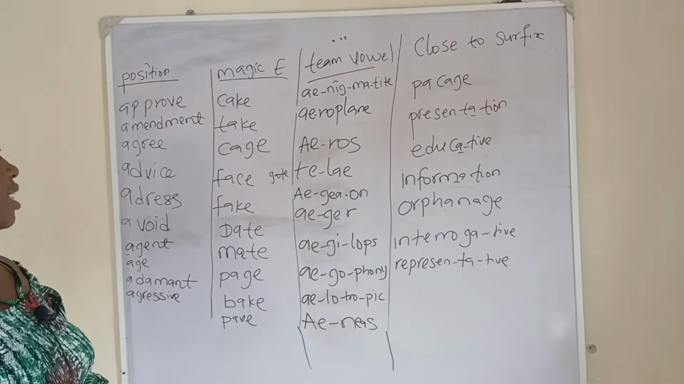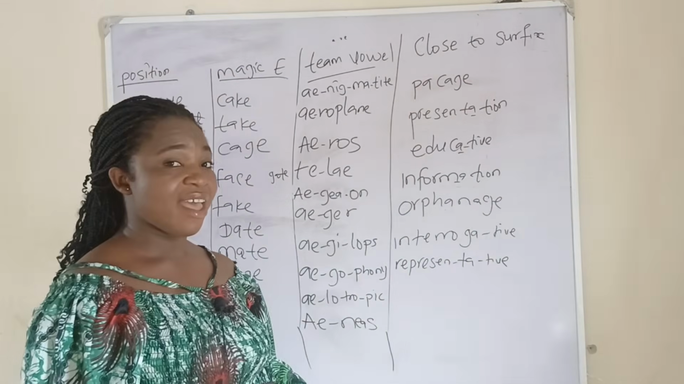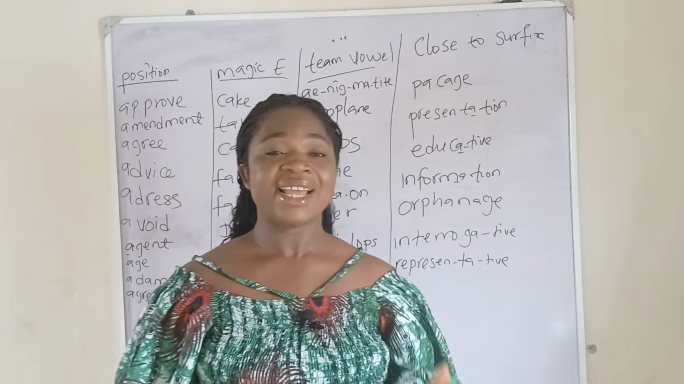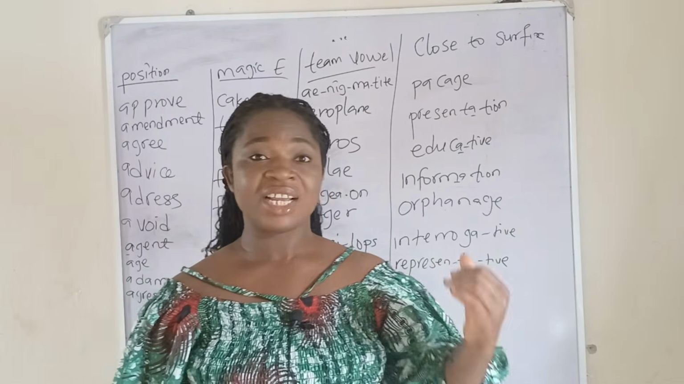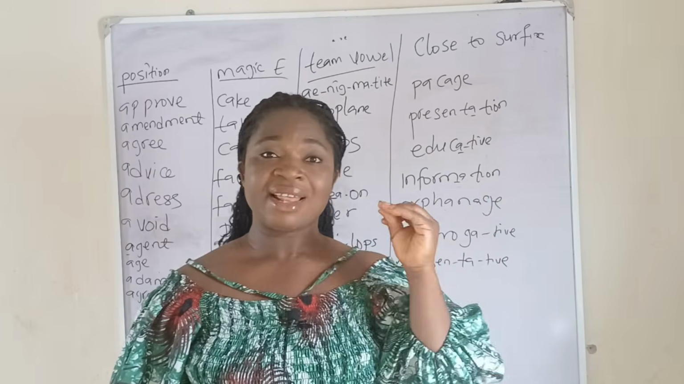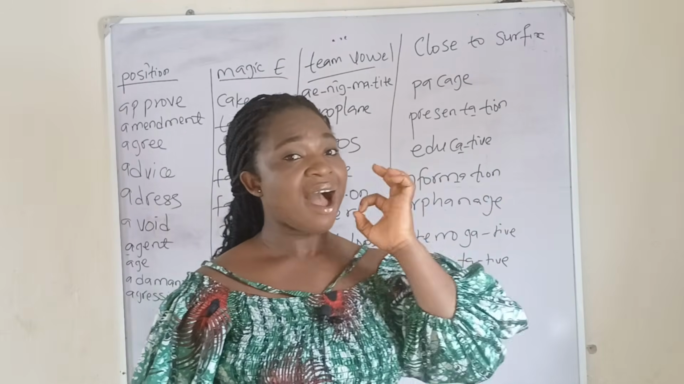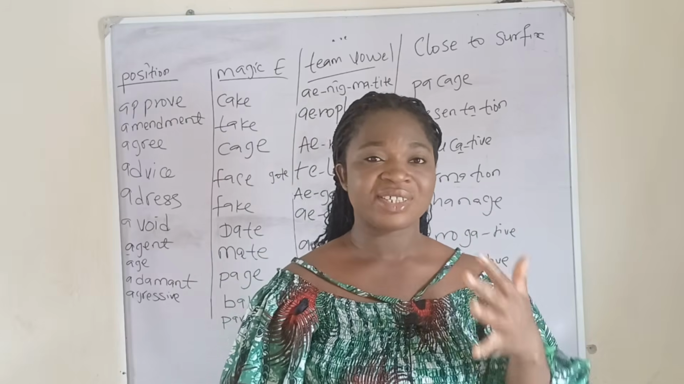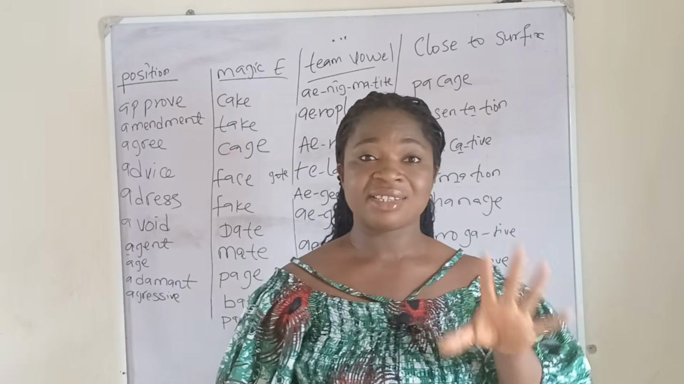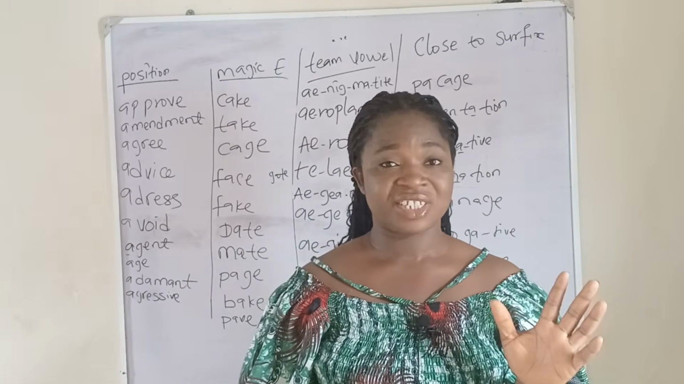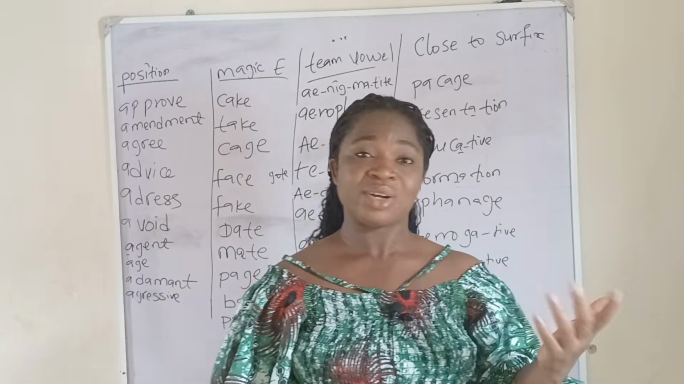The first rule says that A can be long or short depending on the position. The letter A can sound in its long vowel form or its short vowel form. In a previous video, we discussed how A can sound in 9 different ways. So if you're just joining me, make sure to check out that video. You're going to gain one or two things from there.